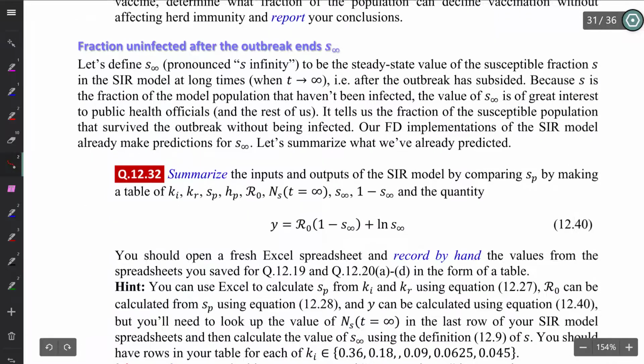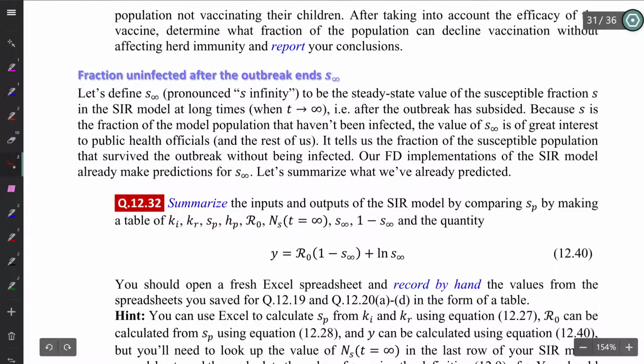All right, so the next thing we're going to talk about is this quantity S, and the little symbol here is the infinity symbol, right? So we've got S infinity, that's the way you say it, is the value, the steady state value of the susceptible fraction S in the SIR model at long times, which means that time is tending to infinity.